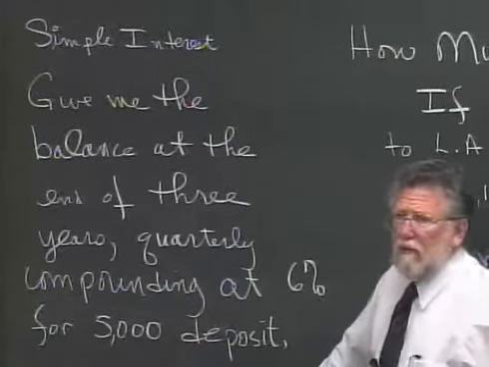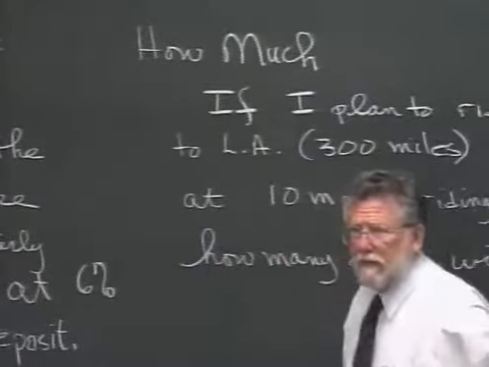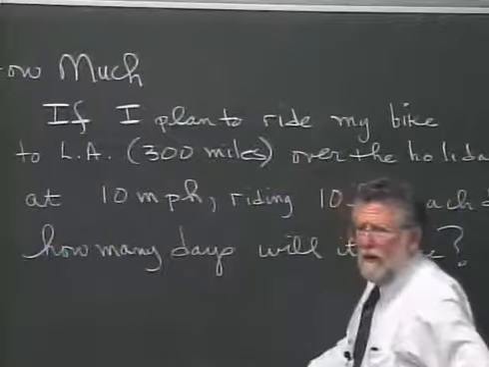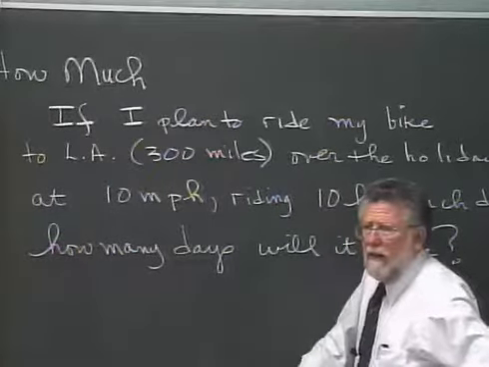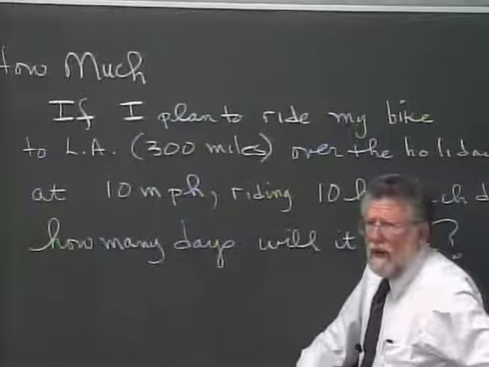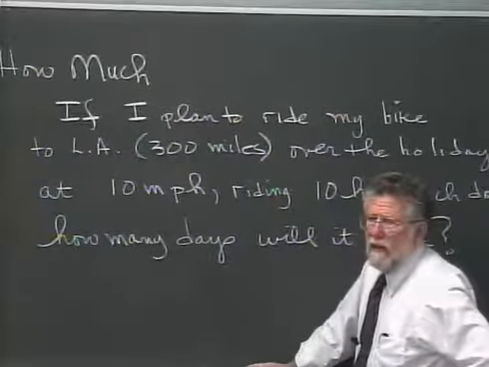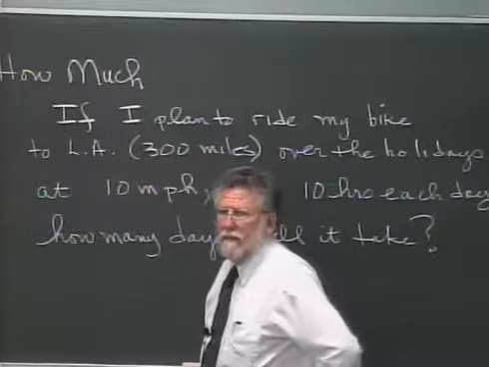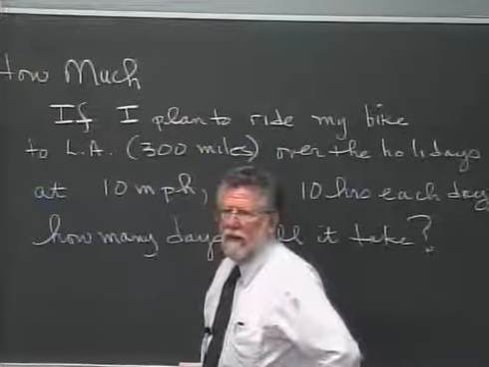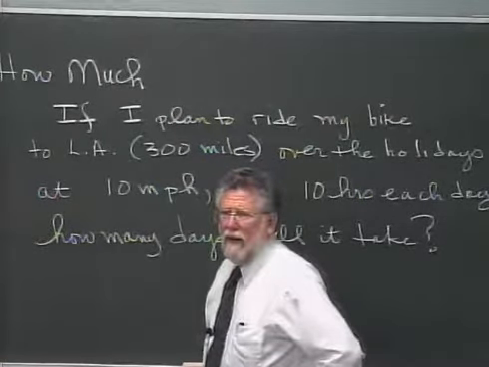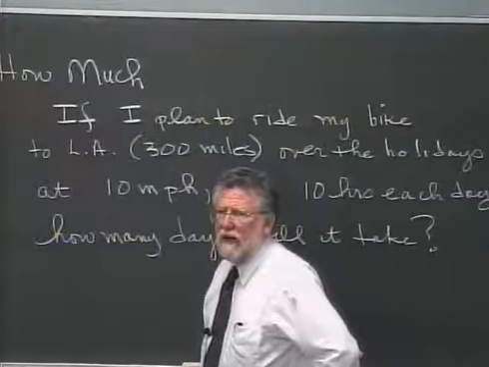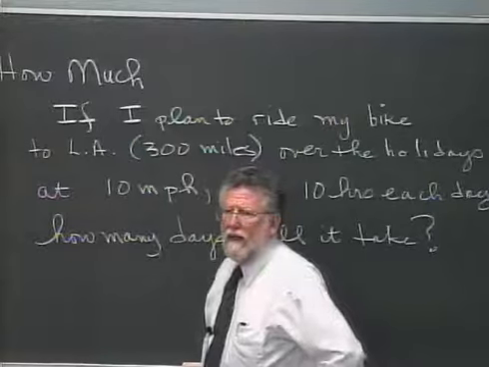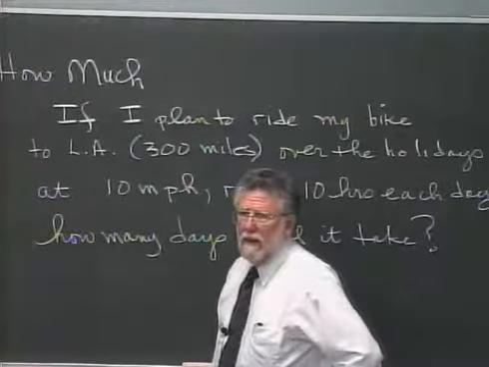And then as we slide over to the right, the last one, and this is just a pretty straightforward problem, but I want it set up with dimensional analysis. And so it reads, if I plan to ride my bike to Los Angeles, roughly 300 miles, over the holidays, and I'm going to go 10 miles per hour, and I'm riding 10 hours a day. So I think I've sort of got my head between things so we can read it. Plan to ride the bike to Los Angeles, 300 miles, over the holidays, 10 miles per hour, 10 hours each day, and how many days will it take? So that's the last problem.